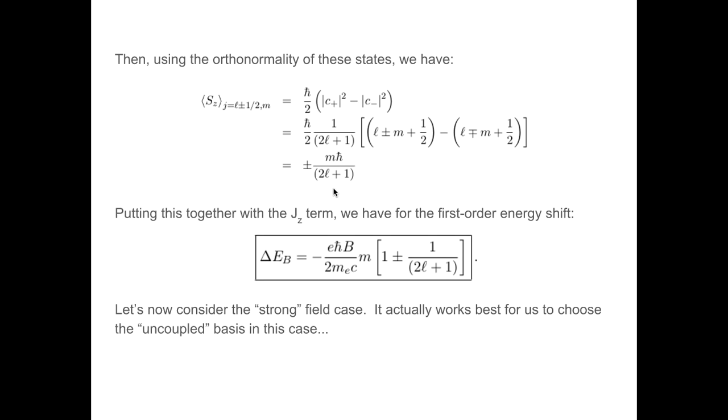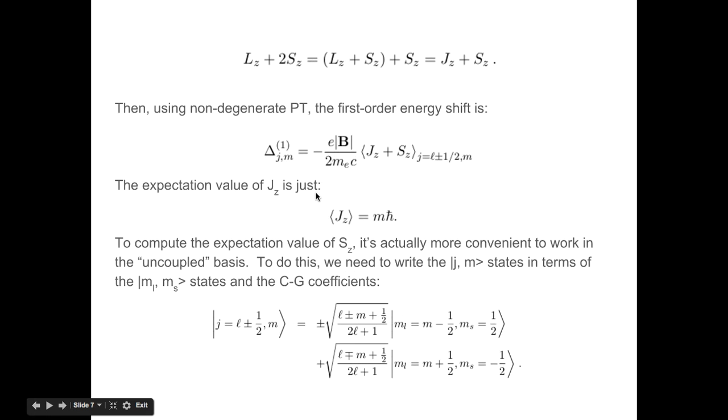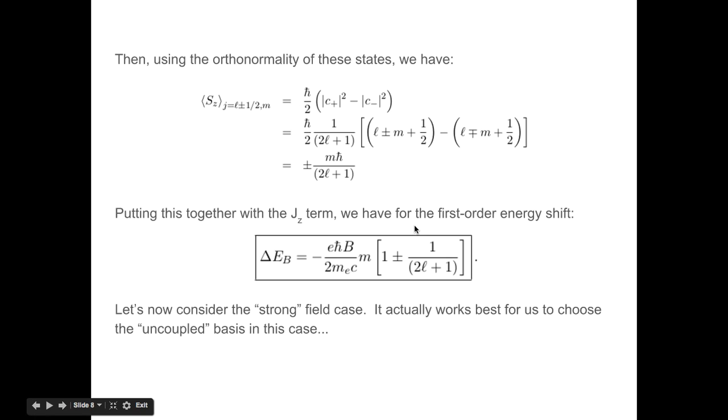Okay, and so now we can put this together with the JZ expectation value and find the first order energy shift in this weak field limit. So this, again, will be the correction on top of that spin orbit correction that we computed last time. Okay, so that's the weak field case.